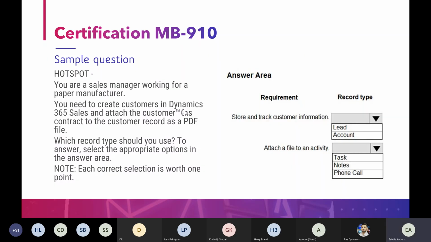And a sample question of this kind is also a hotspot. So you will have to choose between several choices. So you are a sales manager working for a paper manufacturer. You need to create a customer in Dynamics 365 Sales and attach the customer contract to the customer record as a PDF file. Which record type should you use to answer? Select the appropriate option. So you will have the choice between lead, account to store and track customer information, and how to attach your file in the activity. Will you attach it to the task, to the note, or as a phone call? So the answer is account, to store and track customer information.